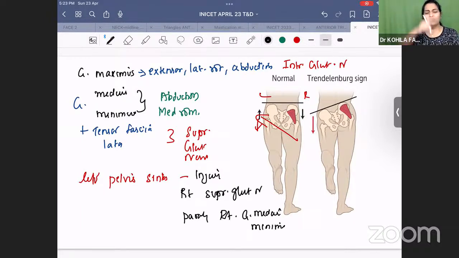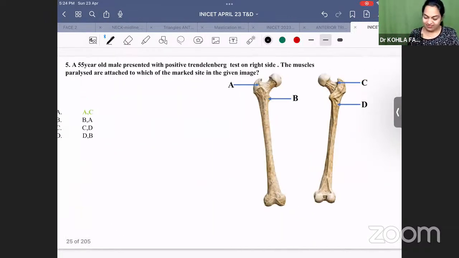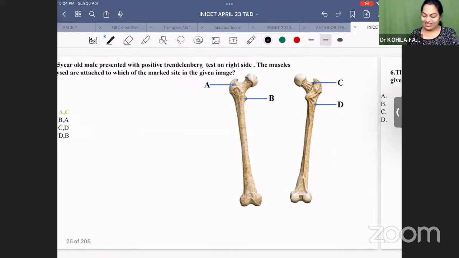However they twist it and ask, you should be able to write it. The muscles, the action, the nerve supply, the Trendelenburg sign, and the attachments. Okay, got it, right?